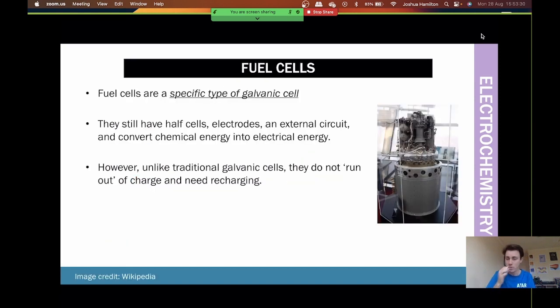Moving forward, fuel cells. Fuel cells are also a form of galvanic cell. They're a specific type. Really important, fuel cells cannot have a secondary component. Fuel cells are only primary, and therefore they act solely as a galvanic cell.